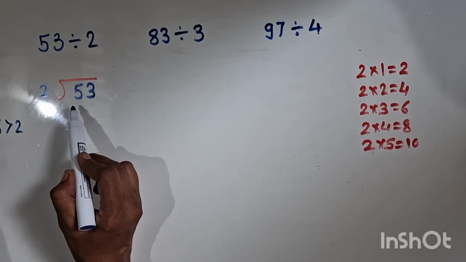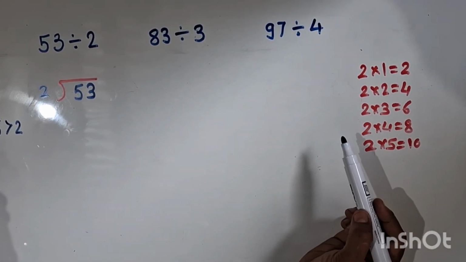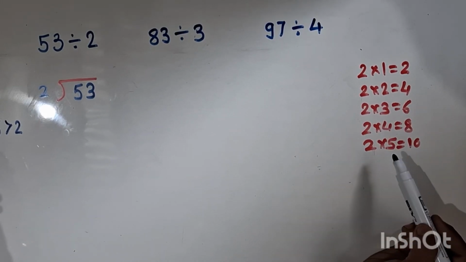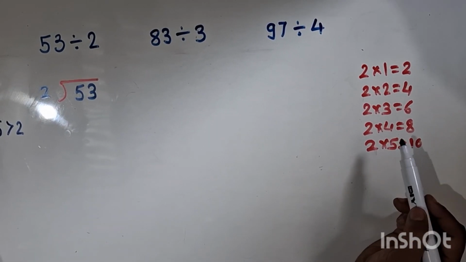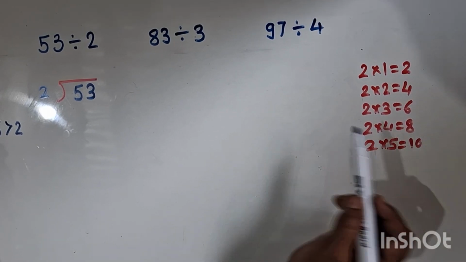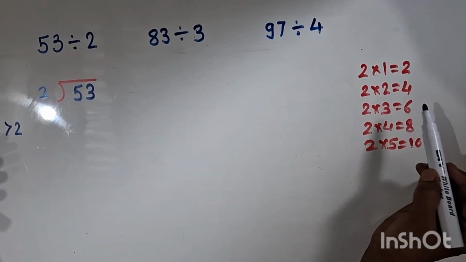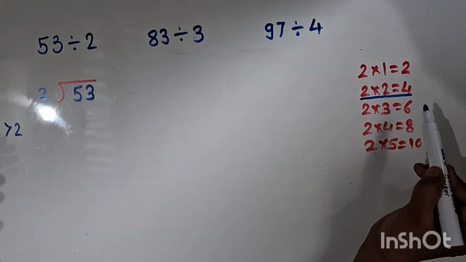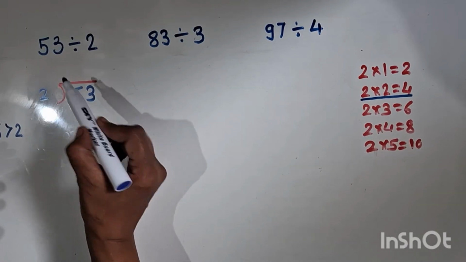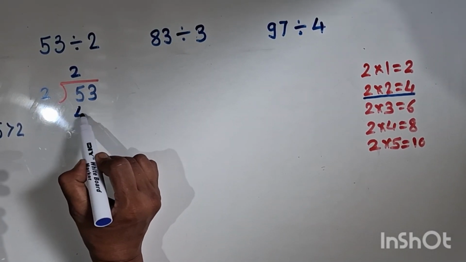Okay. So, are we getting 5 in the table of 2? No. There is no 5 in the table of 2. Then what to do now? Now we have to find such a number which is less than 5 and nearest to 5. Then what is that number? That is 4. 2 2s are 4. So now here we write 2, 2 2s are 4.